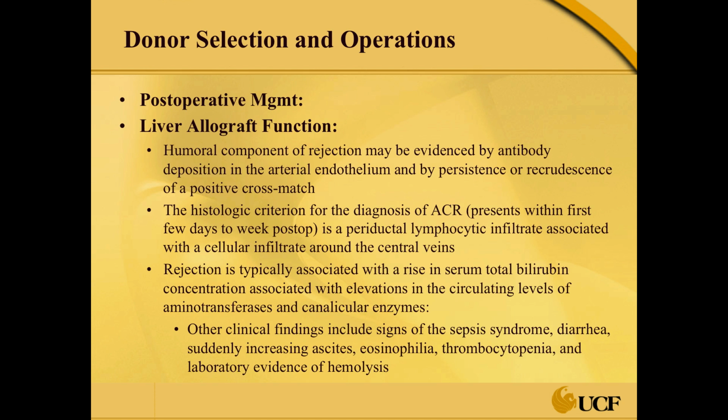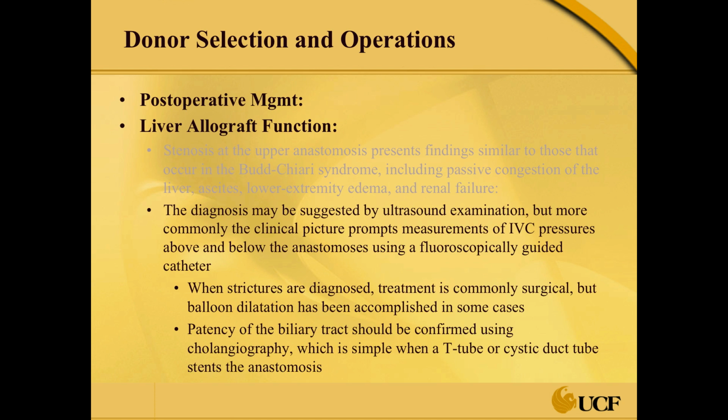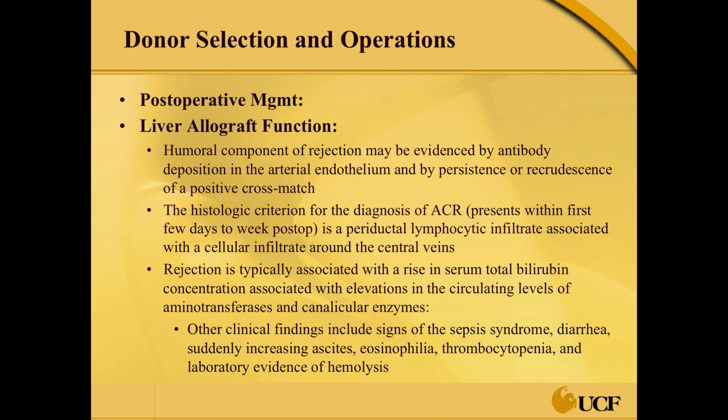Okay, so allograft function. Continuing on here a little bit more with our allograft function, but in terms of the humoral component of rejection. So remember that there is cellular immunity and there's humoral immunity. Humoral immunity being that more generalized immunity, and then cellular immunity being antigen driven and cell specific. Okay, so humoral components of rejection are evidenced by antibody deposition in the arterial endothelium and by persistence or recrudescence of a positive cross match.